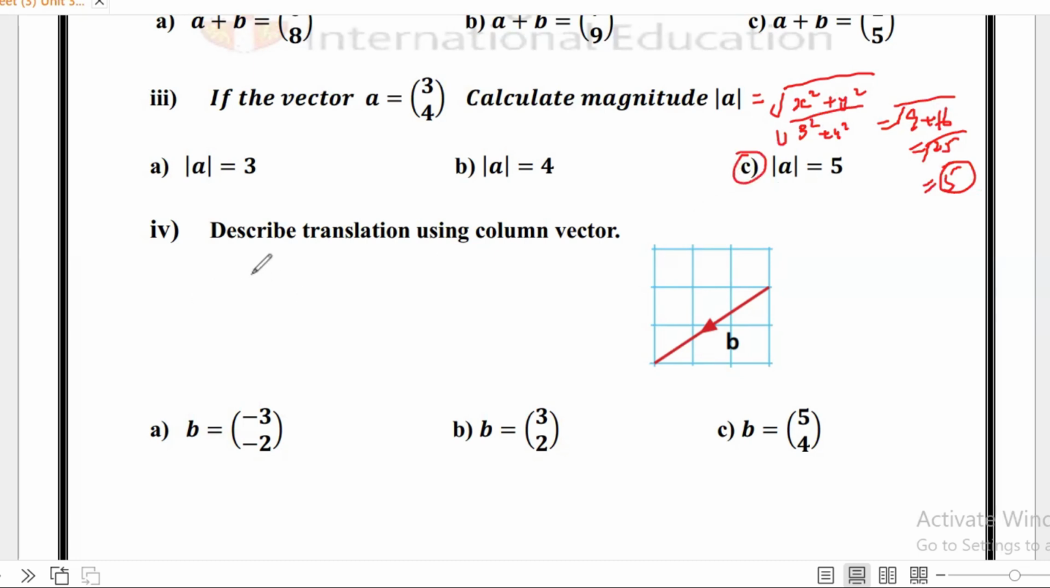Describe the translation using column vectors. So we will see the direction. This is my initial point and this is my end point or terminal point. So we will see how many units the vector moves left and how many down. It moves 1, 2, 3 boxes or units left and 2 down. That means x must be negative and y also negative, because when it goes down y is negative, and when it goes left x is negative. So the first option is correct, 3 units left and 2 units down.